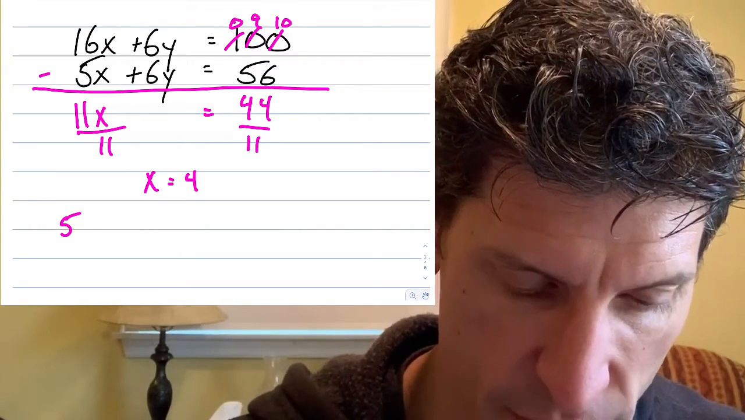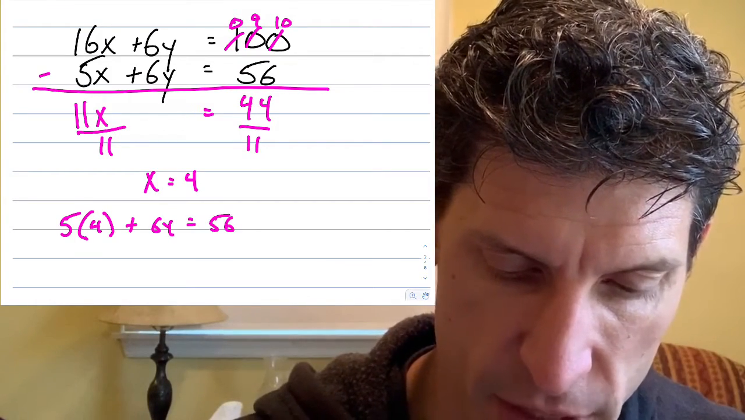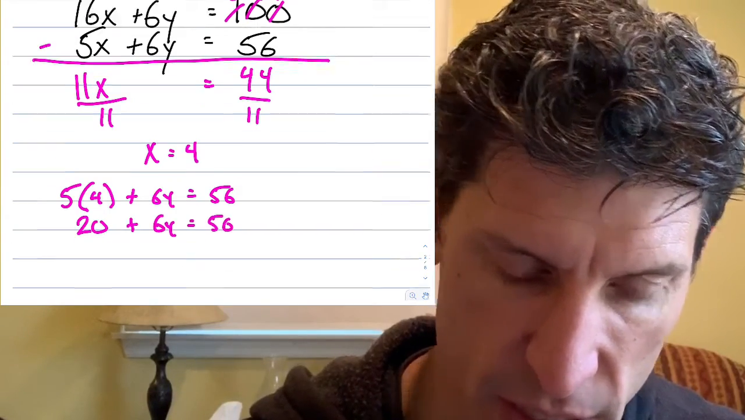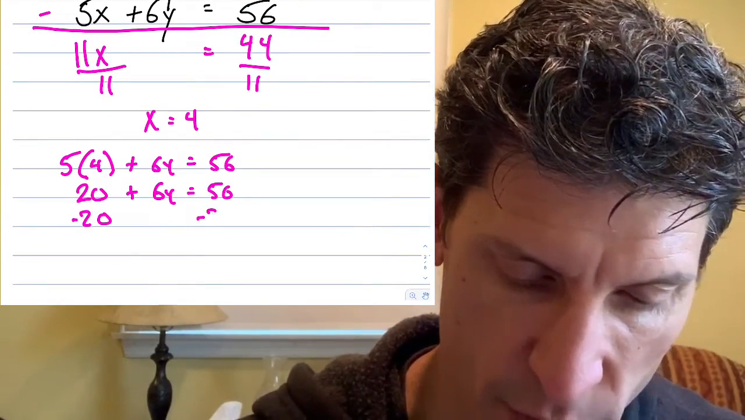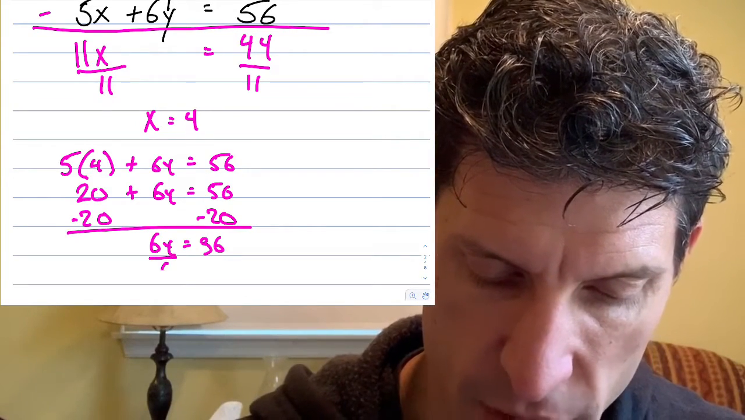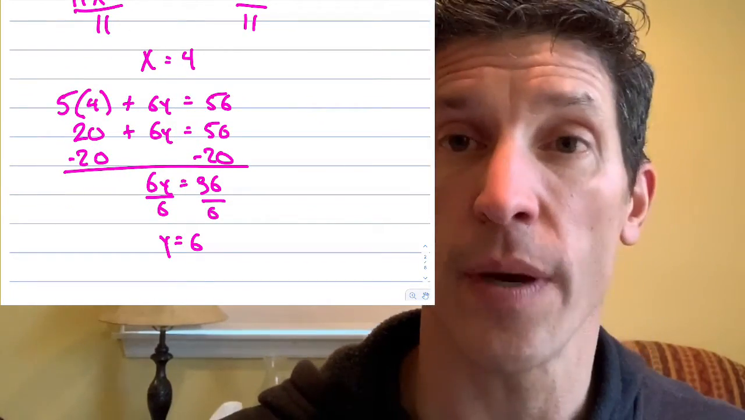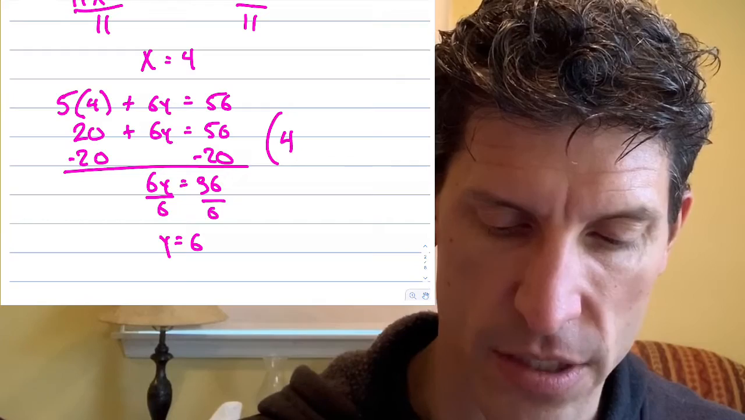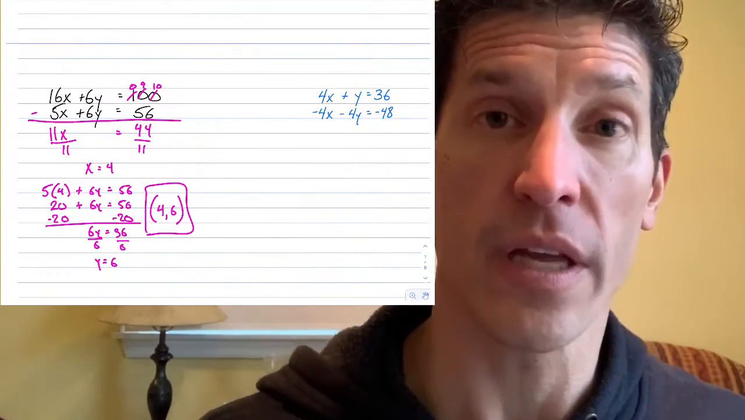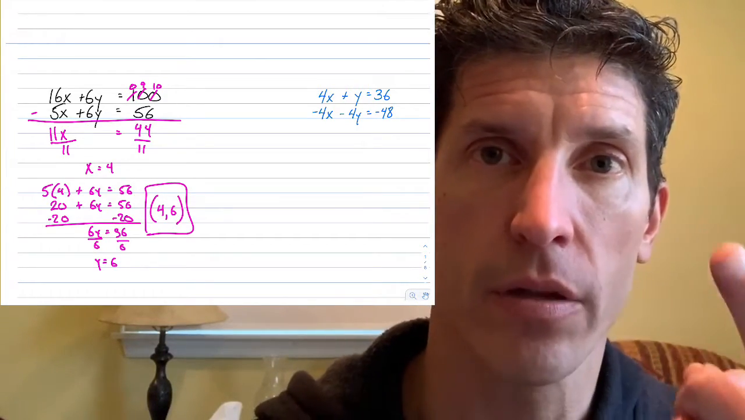5x plus 6y is 56. So 5 times 4 plus 6y is 56. This is a 20 plus 6y is 56. I'm going to subtract 20 from both sides. I'm going to divide both sides by 6. And I get y is 6. And there's my answer. My answer is x is 4, y is 6, and I'm done. And arguably, this is faster and easier than substitution. Let's go ahead and look at the second example.